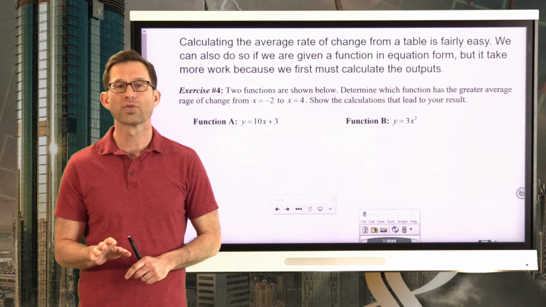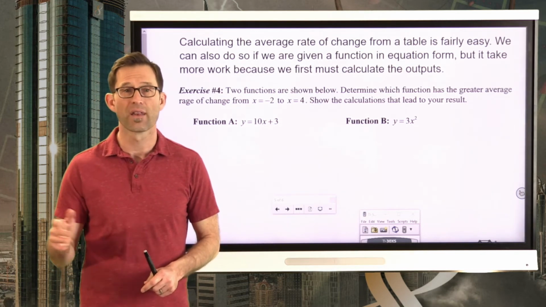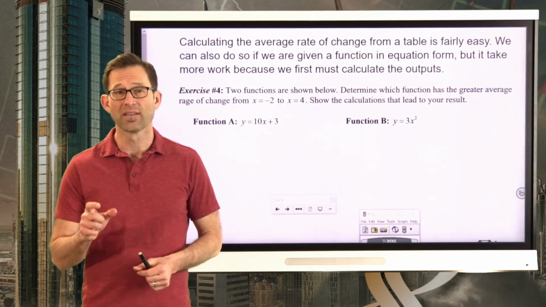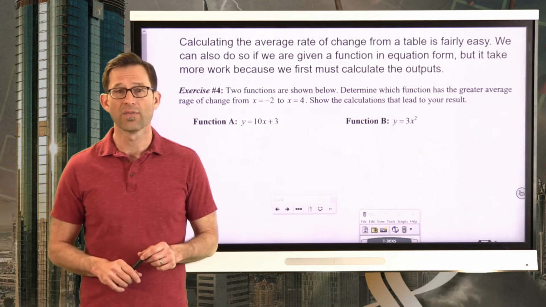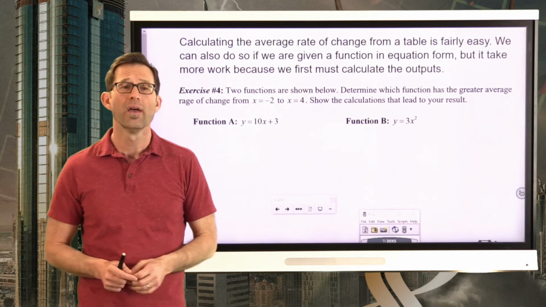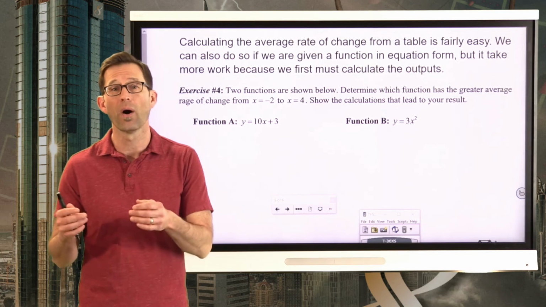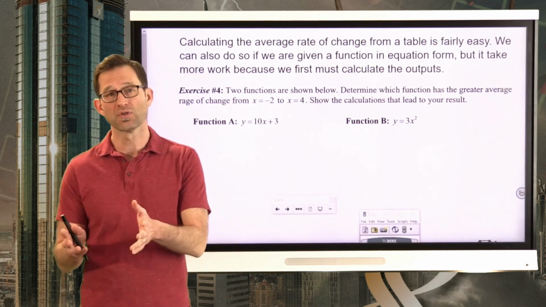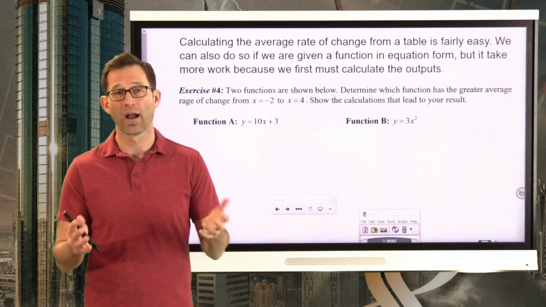Now, calculating the average rate of change from a table is pretty easy because we can just grab the values right out of the table. Here's my input, here's my output, okay, now I can do my change in inputs, my change in outputs, etc. But sometimes we're asked to calculate the average rate of change when we're given formulas. And that's always harder because we have to actually calculate the outputs. We have to use the formula to come up with the outputs. And then once we have the outputs, we can find how much the output has changed, divide it by how much the input has changed, and get our average rate of change.